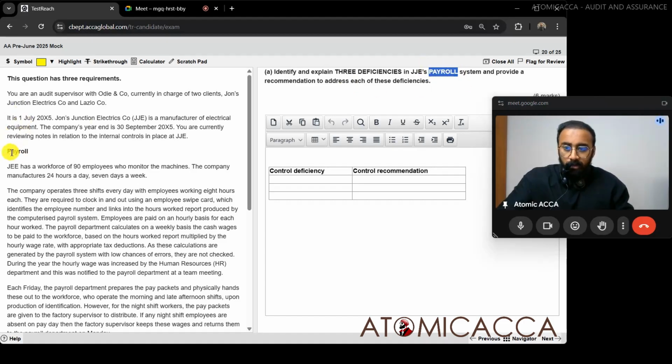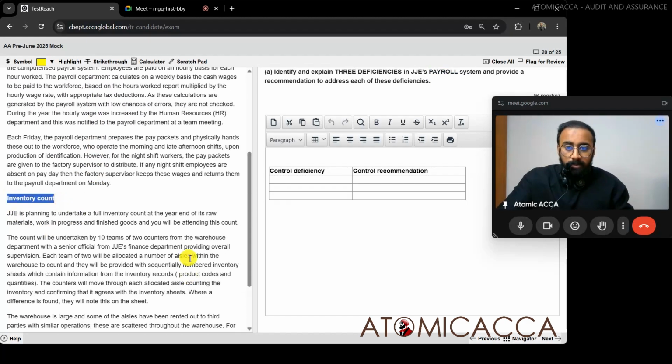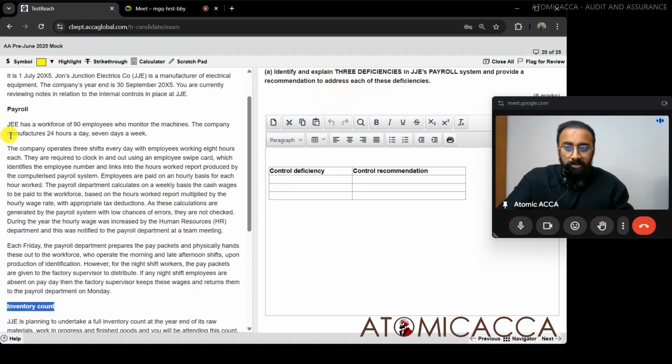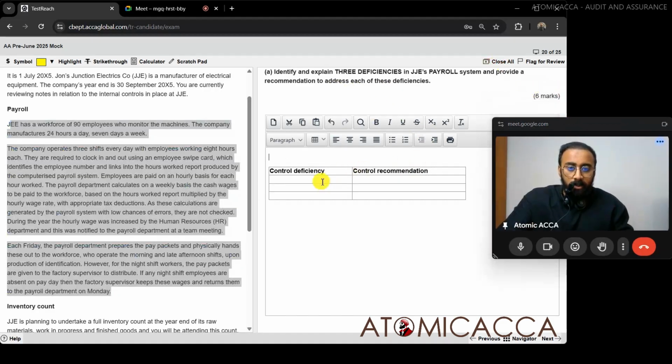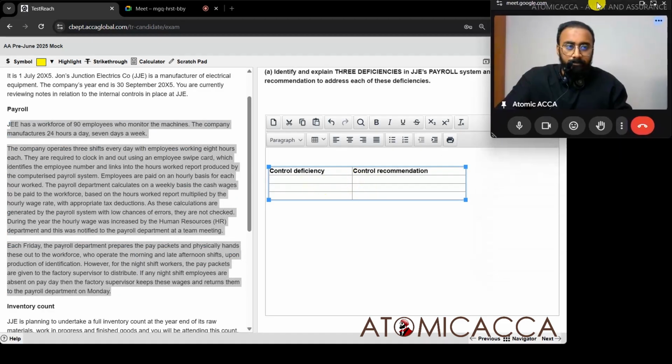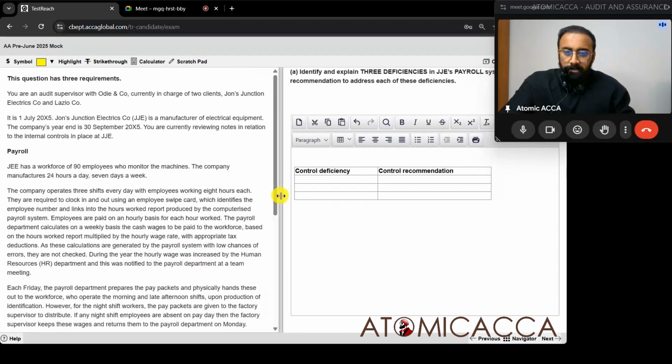If you look at the subheadings, you can see payroll and you can see inventory count also. So we have to find three deficiencies from these paragraphs alone, and provide a recommendation. Okay, that is okay. Then it's for 6 marks altogether, so two for each, and 2 into 3, 6 marks. All right. So let's start reading this.